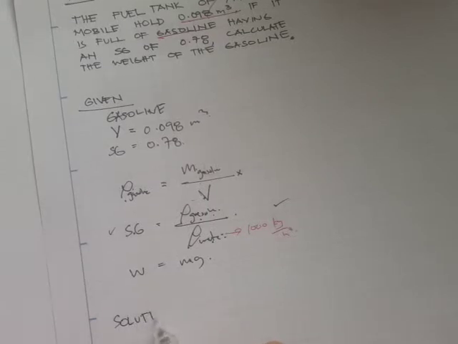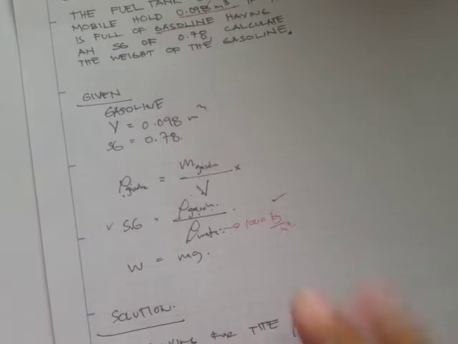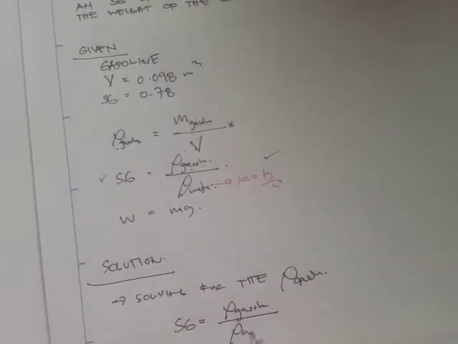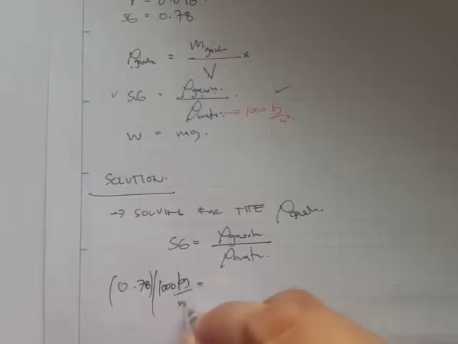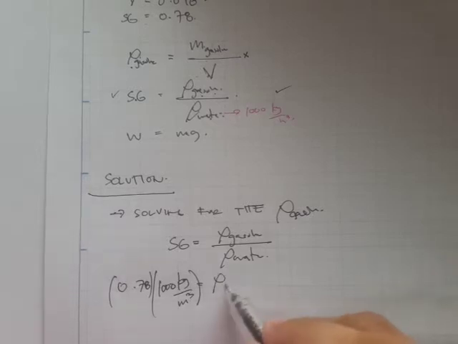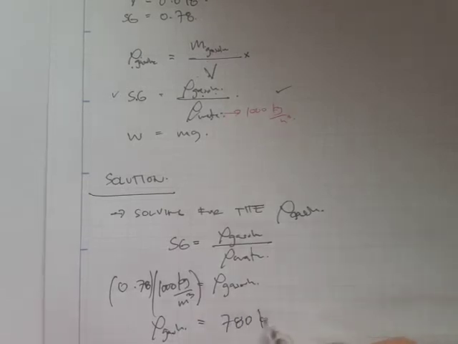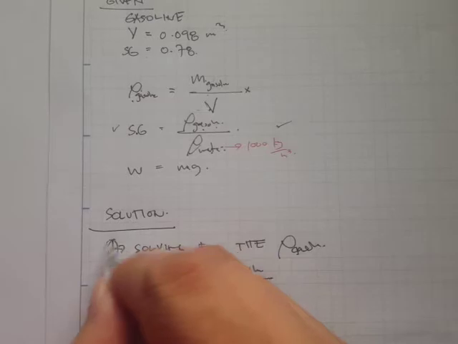Okay, for the solution, let's start by solving for the density of the gasoline. SG is equal to rho of gasoline divided by rho of water. Therefore the given SG, 0.78, times 1,000 kilogram per meter cube, is equal to the rho of gasoline. If you do the math, we get 780 kilogram per meter cube.